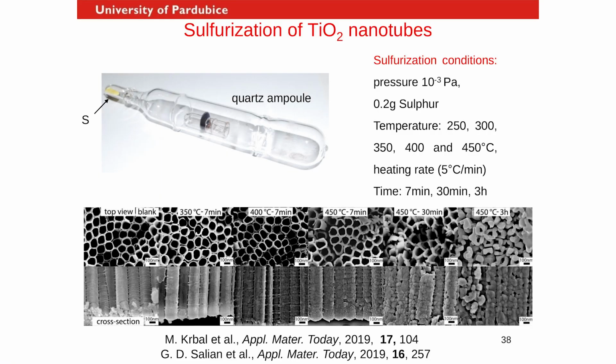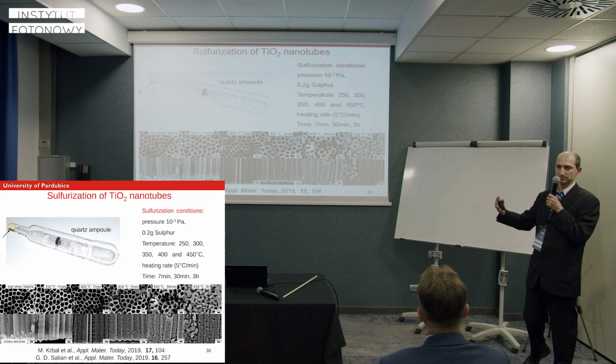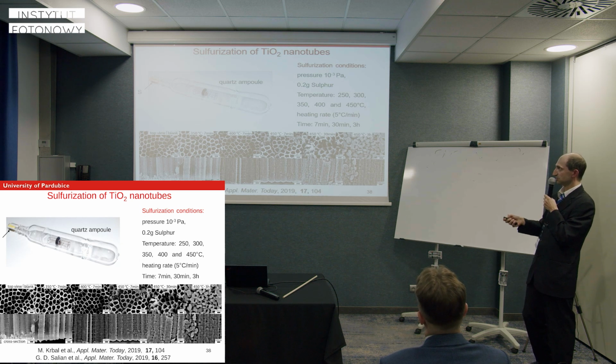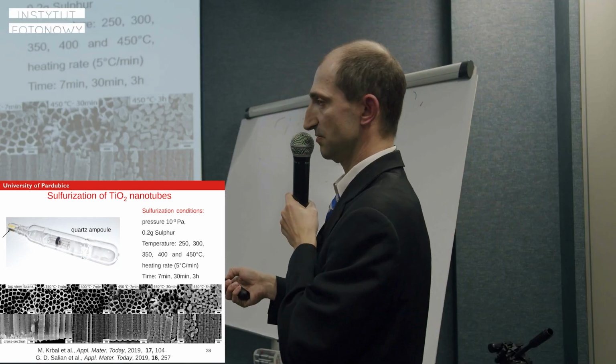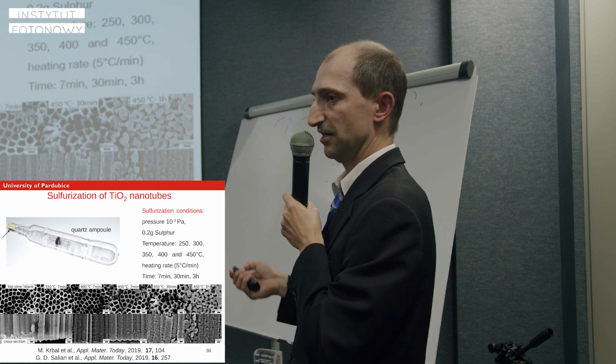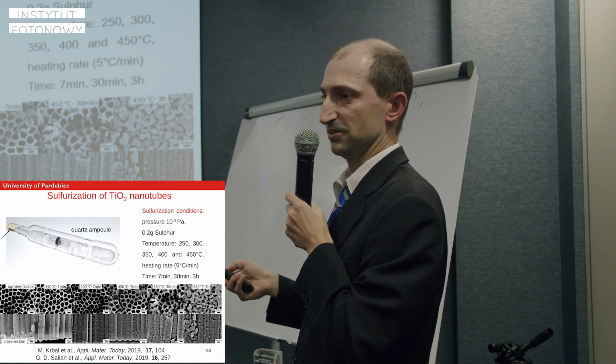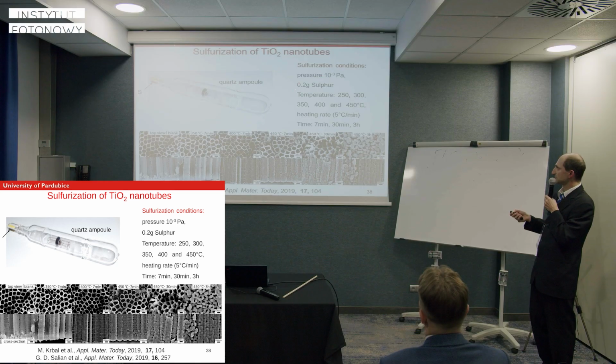And another way how to prepare transition metal chalcogenide is just sulfurization of titanium nanotubes itself. And then we do it in a port, place a sample, sulfur, seal it again, and now we have to find the optimum conditions, of course. So we expose it at different temperatures, 250, 300, 350, 400, and 450, and also different times, 7, 30 minutes and 3 hours. Okay? And here is a top and cross-section.